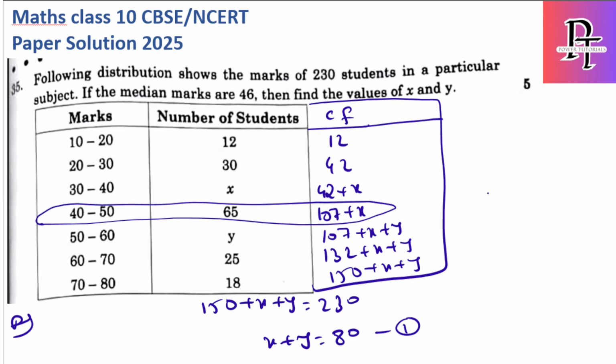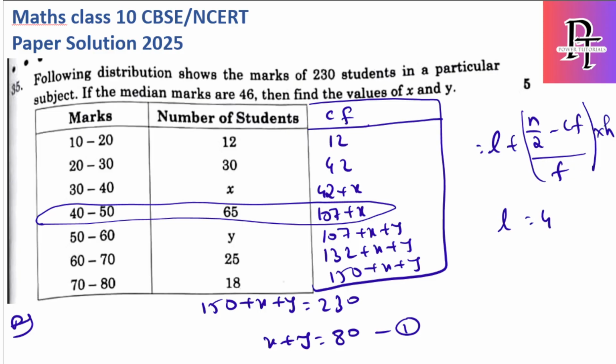So let's write all the required values for the median. The median formula is L plus n by 2 minus CF of the preceding class, divided by f of the median class, into h. The L value of the median class is 40. The n value they mentioned is 230, so n by 2 is equal to 115. The CF value, that is of the previous class, is 42 plus x. The f value is 65 and the h value, the class interval, is 10.